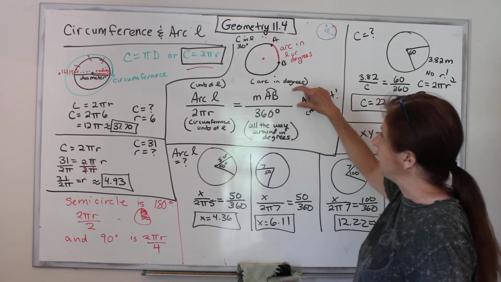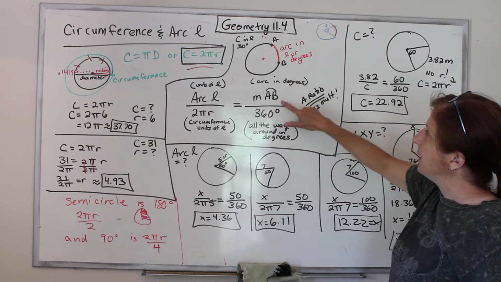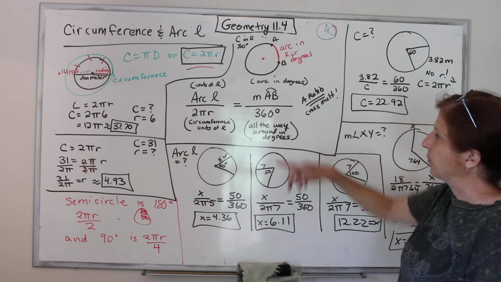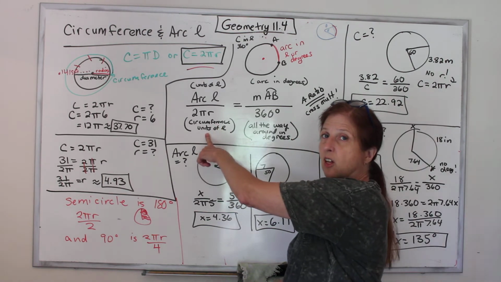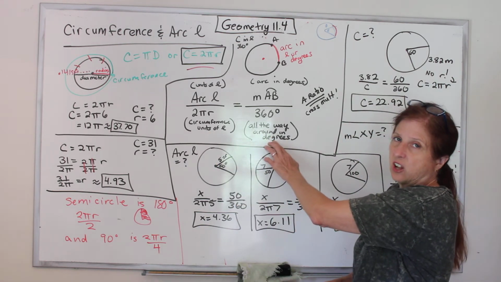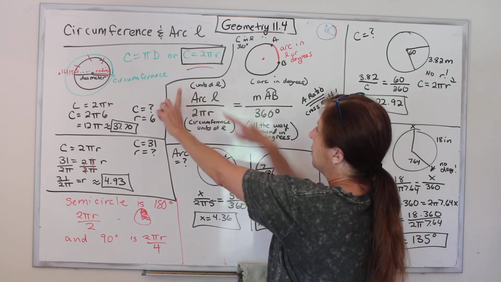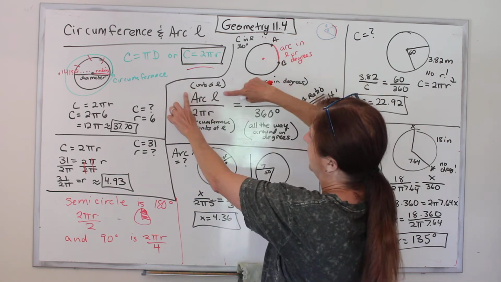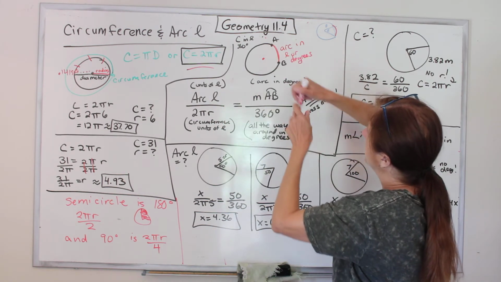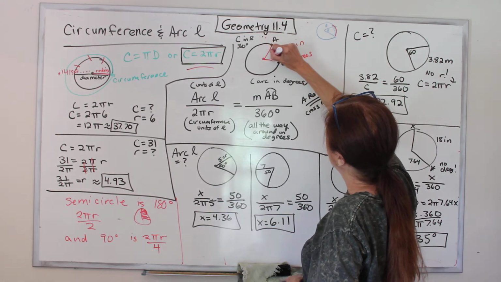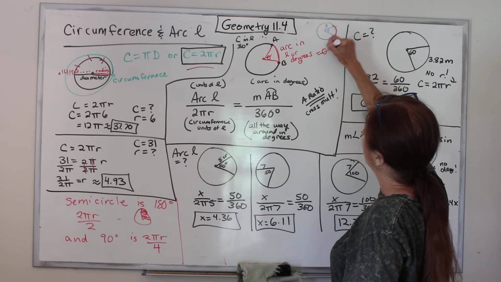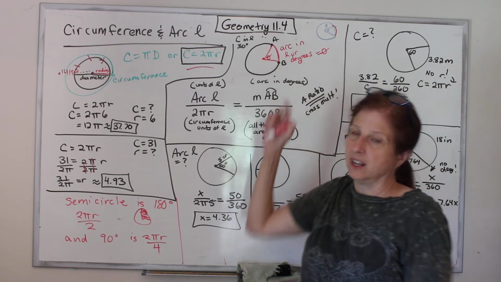That is a ratio that is equal to the measure of the arc in degrees over 360 all around the circle. So circumference is all the way around the circle. Degrees is 360 all around the circle. This is the little measurement of the arc this way in inches or whatever, and this is the measurement of the arc in degrees.